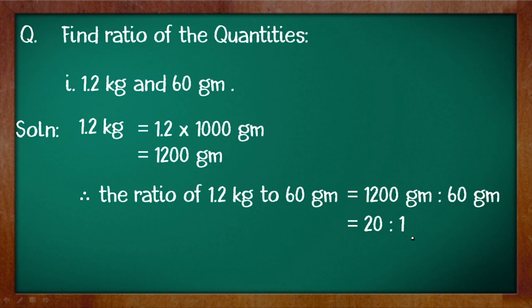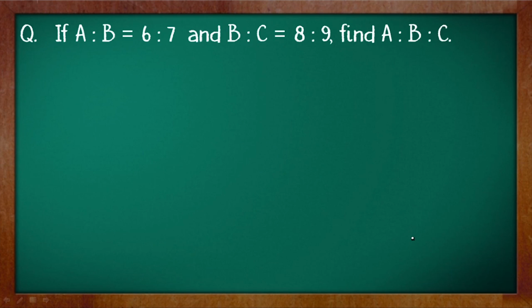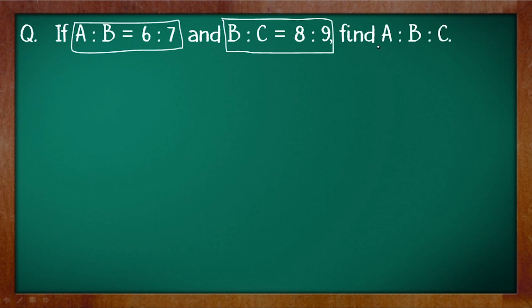Let us see one more example. Here it is quite different. Here we have two ratios. A is to B is equal to 6:7, and B is to C is equal to 8:9. We are asked to find the ratio of A is to B is to C. There are two ratios, A is to B and B is to C. So we have to combine them and make it one ratio, A is to B is to C.